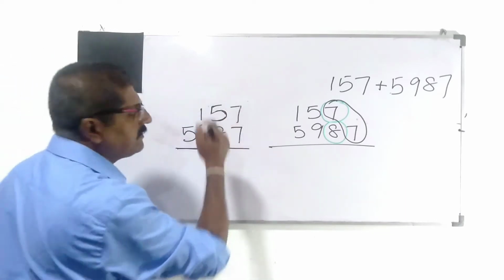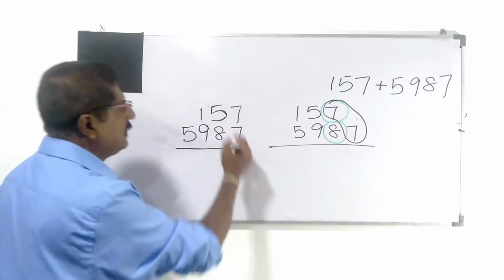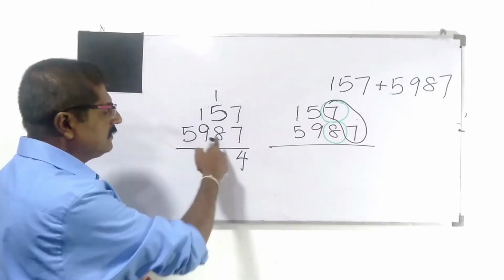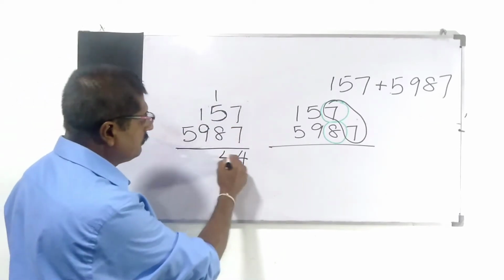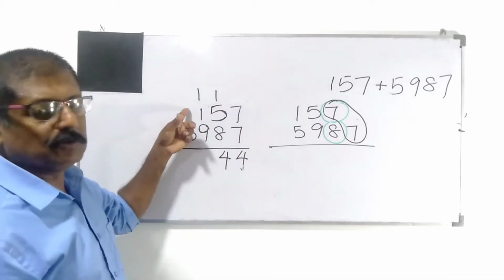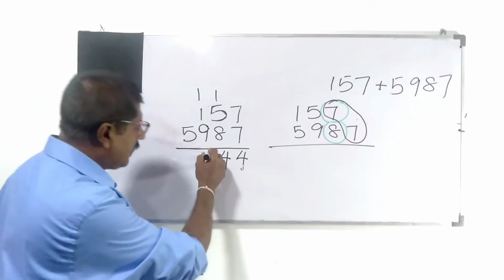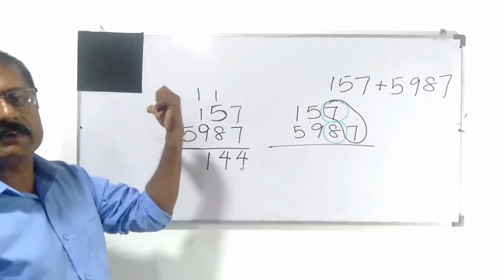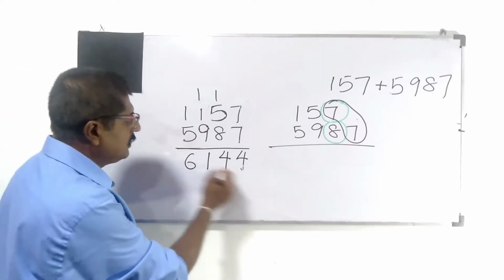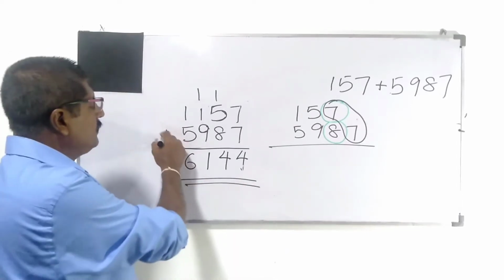Alright, 7 and 7, 14. 4 in here, the 1 goes to the other side. 1 and 5, 6. 6 and 8, 14. 4 in here, and the 1 goes to the other side. 1 and 1, 2. 2 and 9, 11. Out of 11 we write 1 here and the other one is sent to the other side. 1 and 5, 6. So like this we can get the answer of this addition.